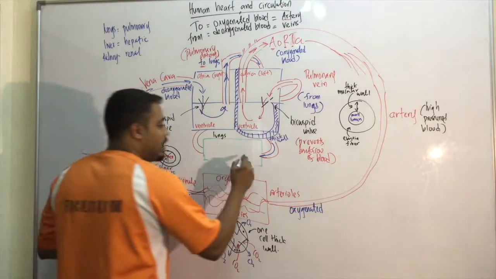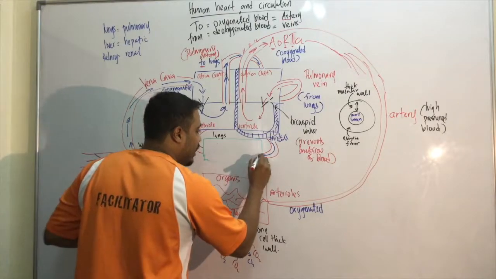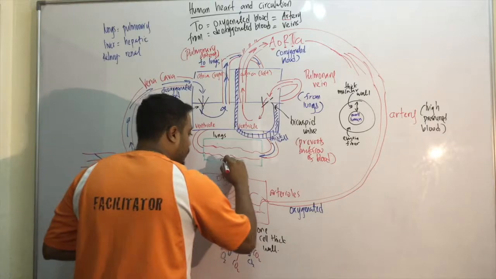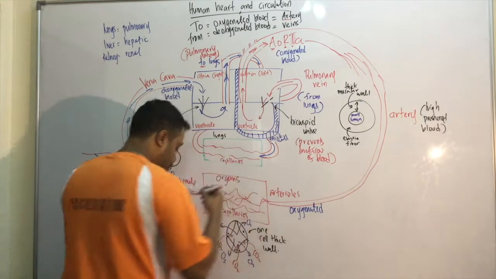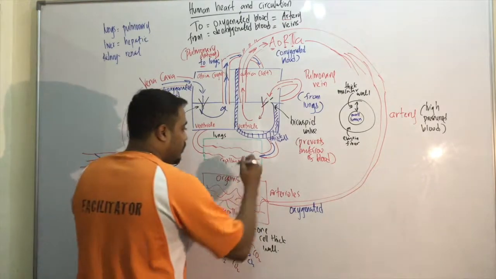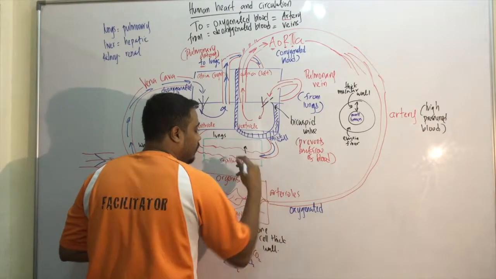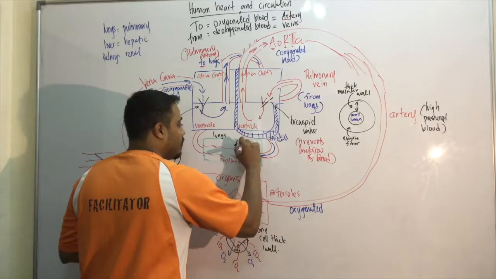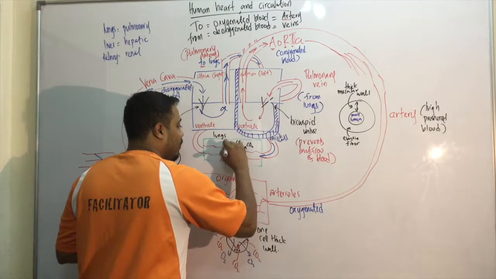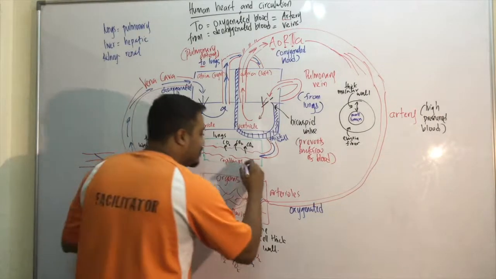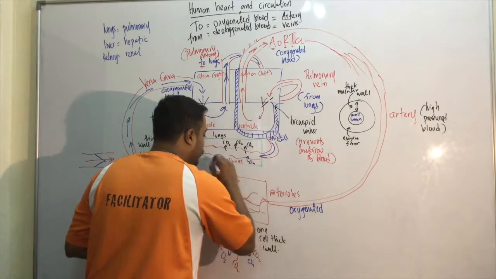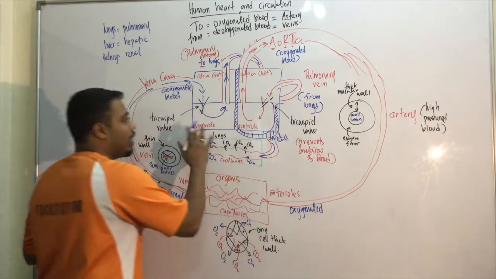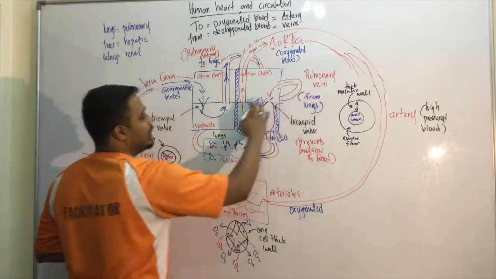So again, it branches down to capillaries. So you're going to have capillaries here, and what you have is a diffusion: CO2 diffuses out and O2 diffuses in. Oxygen diffuses into the blood. So what you have is oxygenated blood that will return.